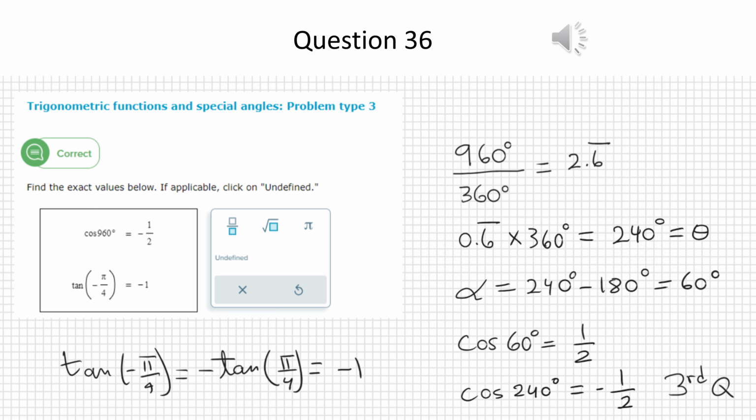The second is tangent of negative pi over 4. You take advantage that the tangent function is an odd function, you put the negative outside. I know very well that tangent pi over 4 is 1, therefore it's negative 1.